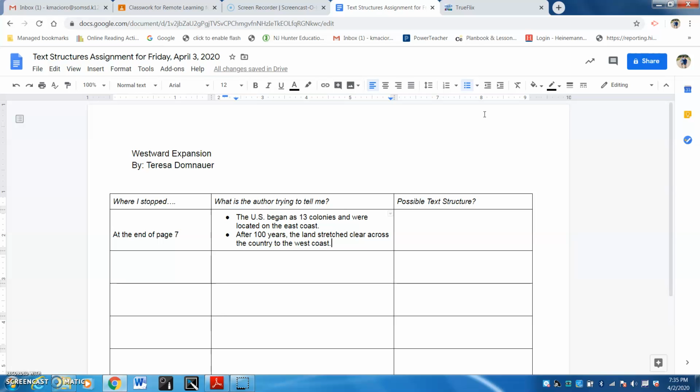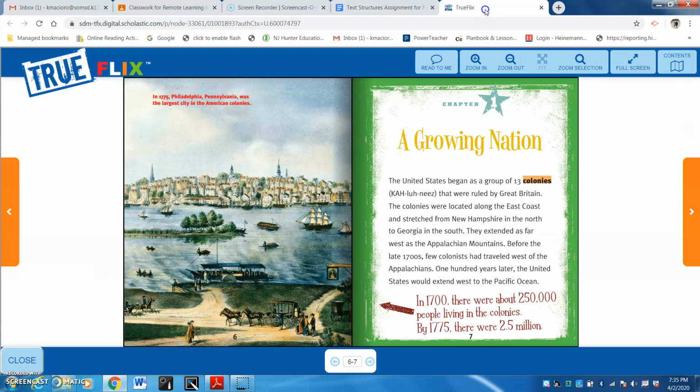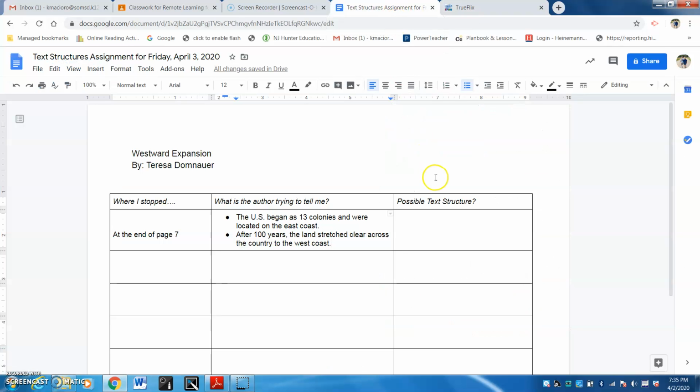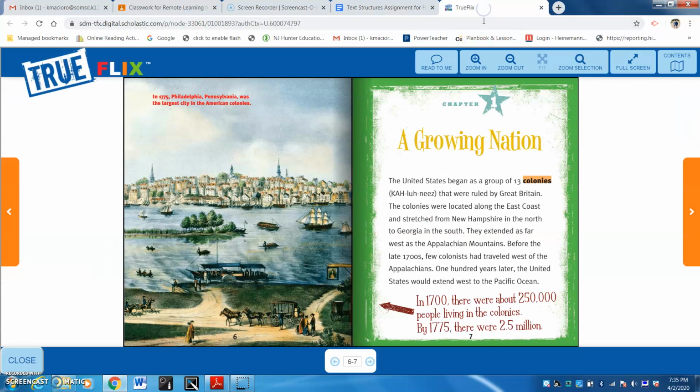Okay, so now I'm going to think about those details that I just typed in. And if I think about my 5 text structures, description, sequence, compare and contrast, cause and effect, problem and solution, and I go back to the text and I just look, it looks like the author's telling me what the colonies were and where they were located. So that, to me, means that a possible text structure could be description. Okay, I'm going to continue reading.